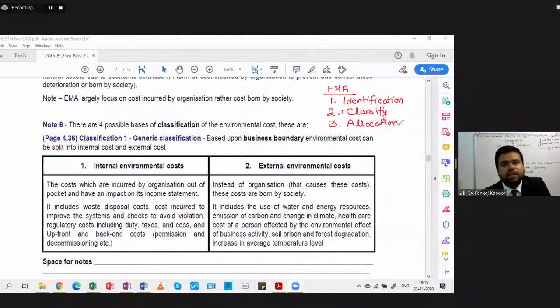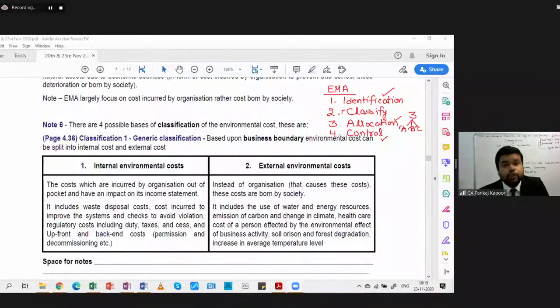For example, if a company is producing three products, product A, product B, and product C, but it has a common water treatment plant, how much cost of the water treatment plant operation should be charged to A? How much needs to be charged to B and C? So the allocation is a very important thing. Okay. The fourth thing is what? To control the cost. It is not only important that you identify the cost and allocate the cost which you incur. You also need to control the cost from the next time, so that your environment cost must be less.